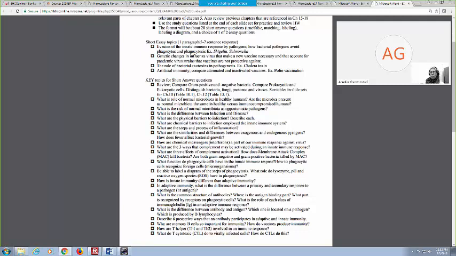So that's intracellular pathogens. Extracellular pathogens, like most bacteria, are taken care of mostly by our B cells that produce antibodies, which then interfere with their function.